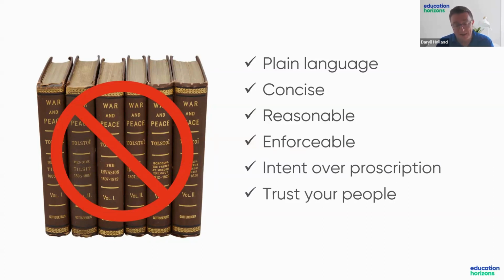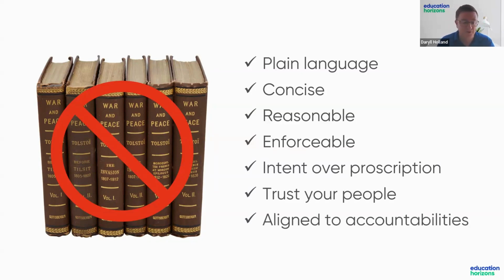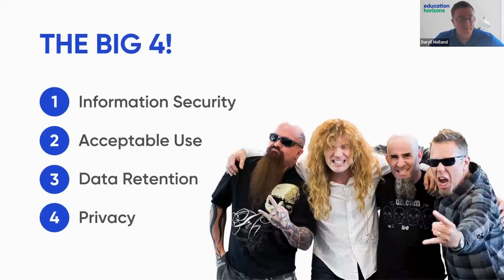Always align policies with accountabilities and responsibilities discussed previously, and then with the training that we'll discuss shortly. So, when you start building your new accessible and effective policy library, there are 4 that you should prioritize. Information security is number 1, so information security policy.